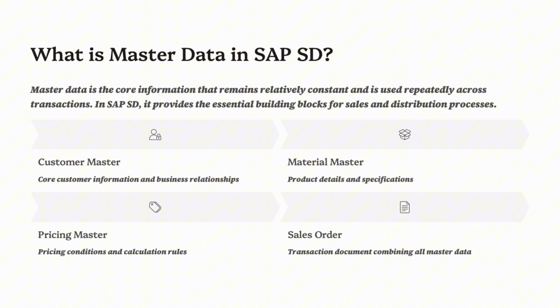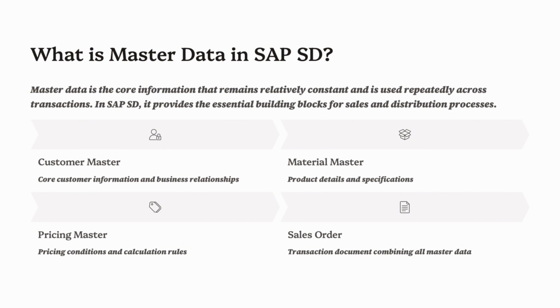In simple terms, master data is the set of core, reusable information that defines customers, materials, and pricing across your entire sales process. Unlike transaction data, which is created and used once, like a single sales order, master data is stored permanently in the system and reused across multiple documents and processes. Master data ensures consistency across all transactions, reduced manual input, and faster, error-free processing. In SAP SD, master data helps automate nearly everything.